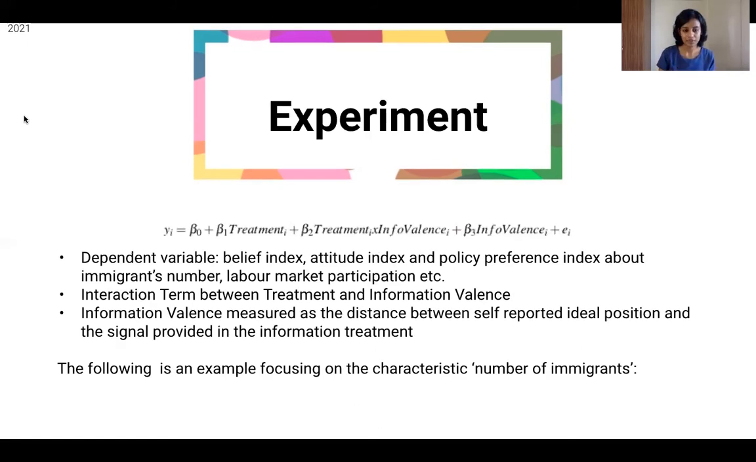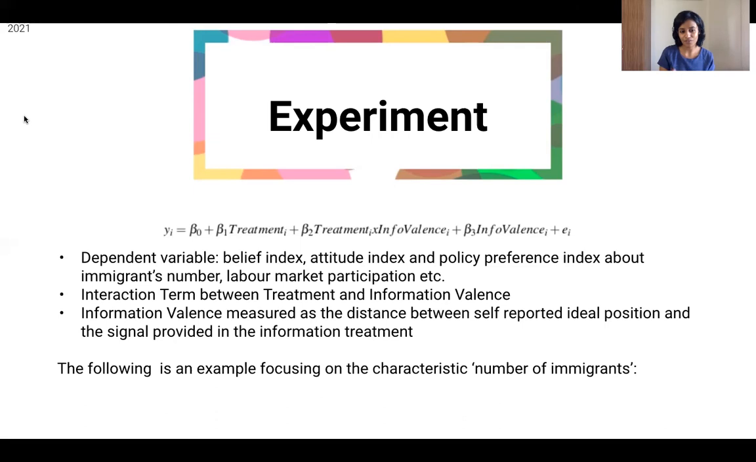So in this experiment, our dependent variable is a belief index, an attitude index, and a policy preference index about all the immigrant characteristics that we've discussed before. The key variable of interest is an interaction term between treatment and information valence. And information valence is measured as the distance between self-reported ideal position and the signal provided in the information treatment.